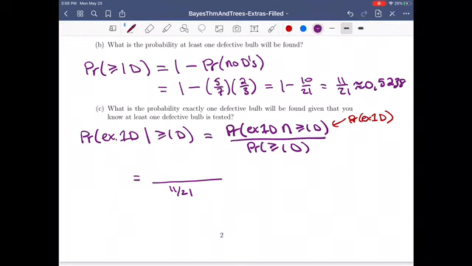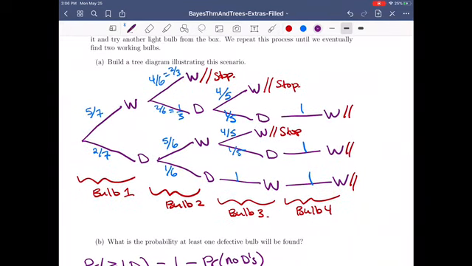Now to compute that, we're going to go up to the table here, and we're going to look for all the paths that have exactly one D. So I see this path where I got a working one, and then a defective, and then a working. Or I could have got a defective, and then 2 workings. And those are the only 2. Because I can't get any more defectives, and I can't get 2 working because then I stop and I don't actually get the defective one. So there's only 2 paths, and we just multiply along those paths.